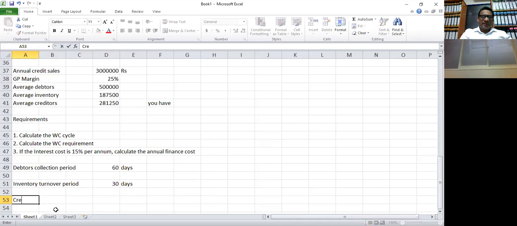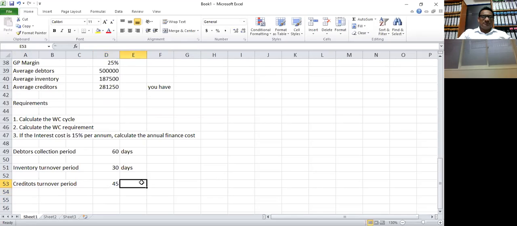Then creditors turnover period. We take average creditors, divide by again cost of sales, that is sales into 75%. Why do I take 75%? Because gross profit margin is 25%. So cost of sales is 75% into 360. So creditors turnover period 45 days.